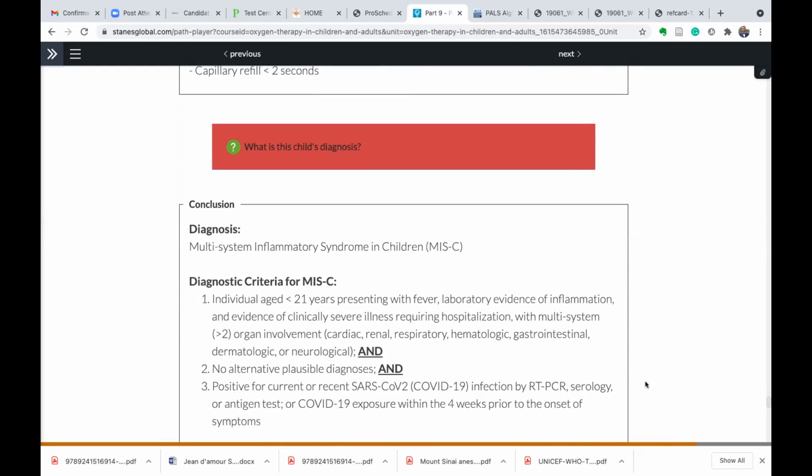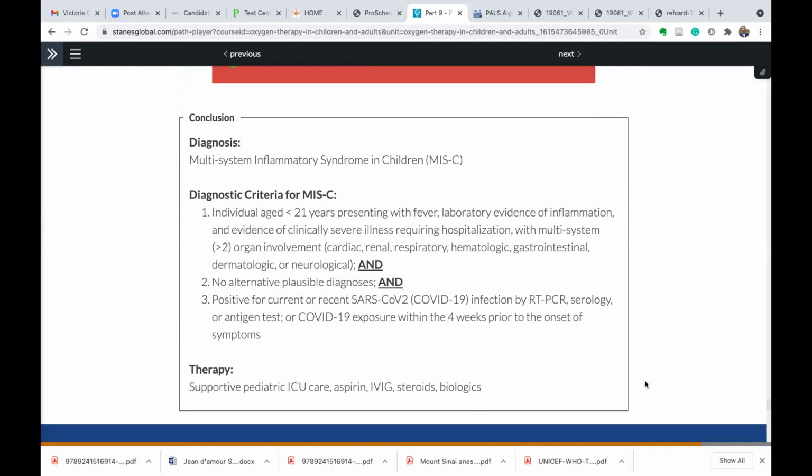So what is the diagnosis? So actually the diagnosis for this patient is a complication of COVID. So it's called multisystem inflammatory syndrome in children. So I will encourage you to read around this because it's a new diagnosis.